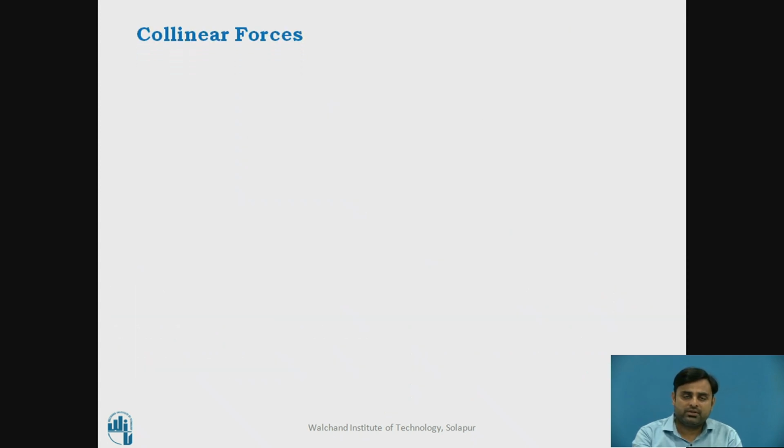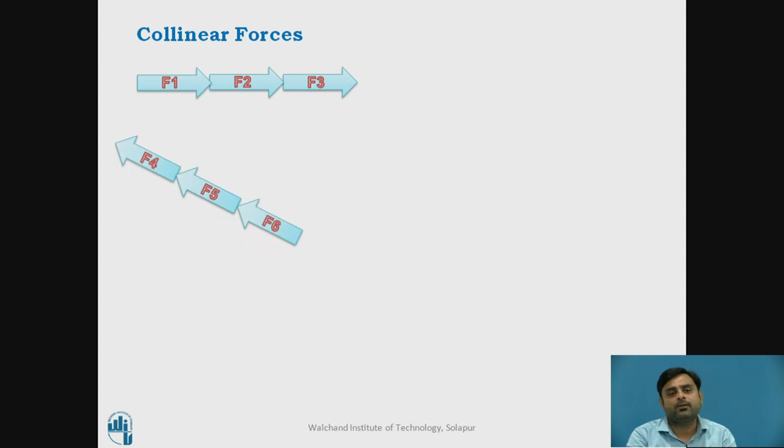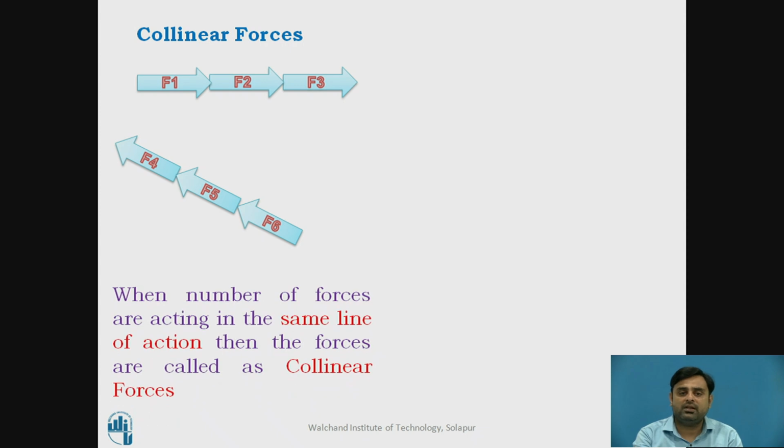Now coplanar forces are again divided into four categories. First is collinear forces. Here you can see these three forces F1, F2 and F3 are acting on the same line of action. The line of action of F1 coincides with the line of action of F2 and F3. So this is called collinear forces. Similarly, F4, F5, F6 are also collinear forces. The line of action is matching. So when a number of forces are acting in the same line of action, then the forces are called collinear forces.